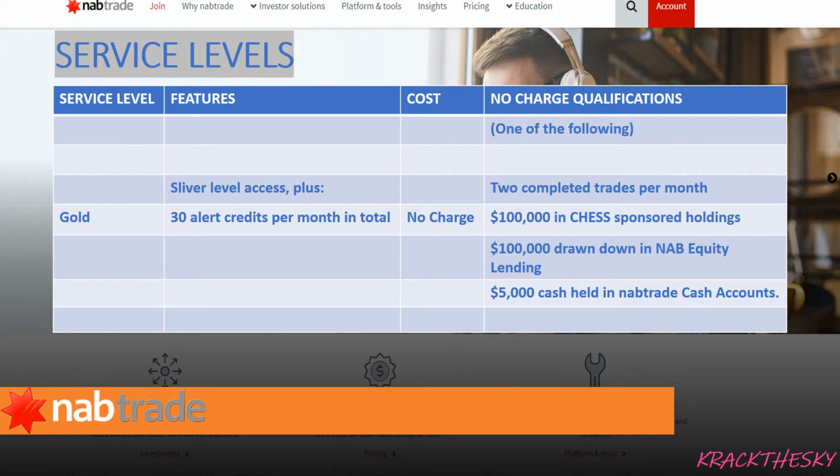Okay, to get gold service level, pretty much you need to complete 2 trades per month or have 100 grand's worth of companies in your CHESS account, or shares that you own, the total value of $100,000, or have 100,000 drawn down in your NAB equity lending account, or have $5,000 worth of cash in your NABtrade cash account. So you pretty much get everything that the silver package gets, plus you get an extra 10 alert credits per month in total. So not a big jump from silver to gold.